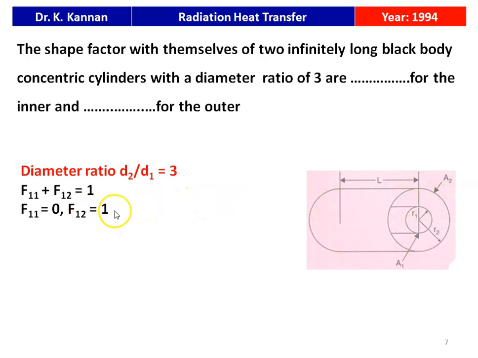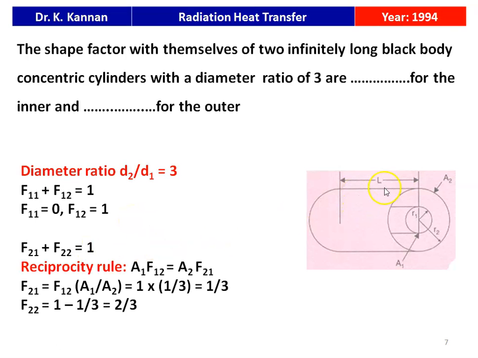So F12 equal to 1. From the summation rule, we have F11 plus F12 equal to 1. So the conclusion is F12 equal to 1. Then for the outer cylinder, F21 plus F22 equal to 1. So we have to calculate F21 and F22.